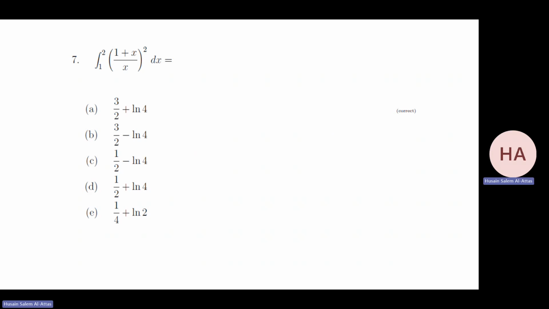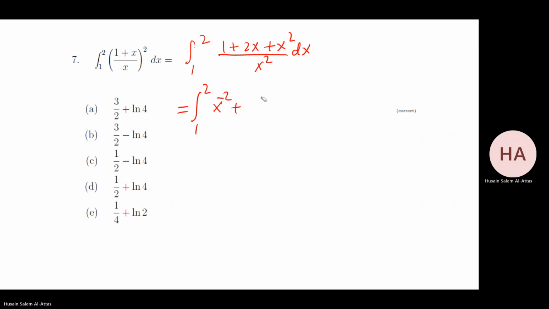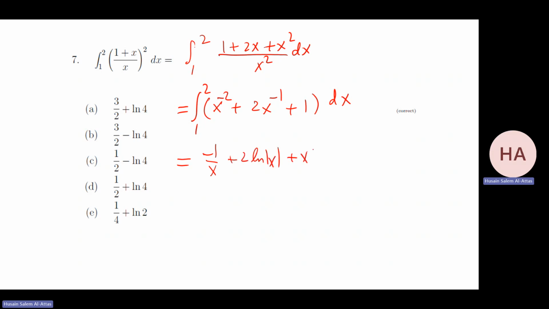So in the square, that will be the integral from 1 to 2 of 1 plus 2x plus x squared over x squared dx. So it will be from 1 to 2, x is minus 2 plus 2 plus 2, x is minus 1 plus 1, dx. So that gives me what? Minus 1 over x plus 2 absolute value of x plus x. I want this from 1 to 2.